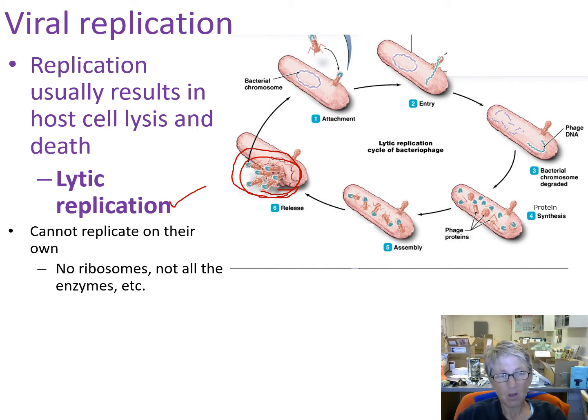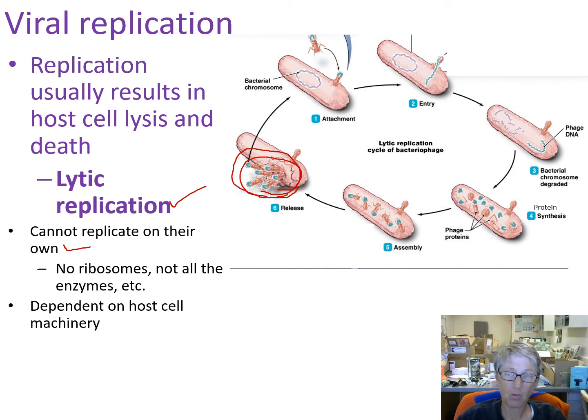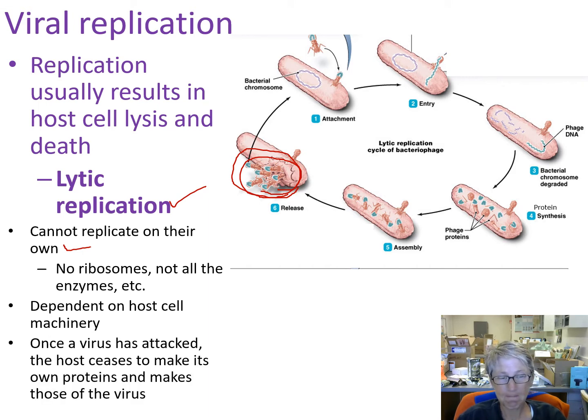We've been saying this all along. Viruses cannot replicate on their own. They don't have ribosomes or any of the protein synthesis machinery, so they need to use the host cell. And in this cartoon, the host cell was a bacterial cell. So once a virus has attacked, the host can't make its own proteins because, look here, the chromosome got degraded. So you can't take bacterial DNA and make RNA and then make bacterial proteins.